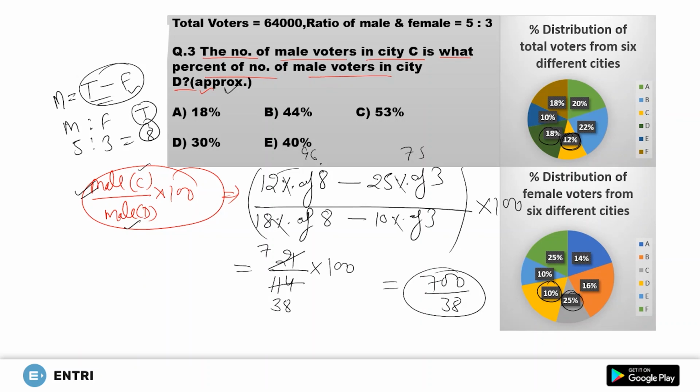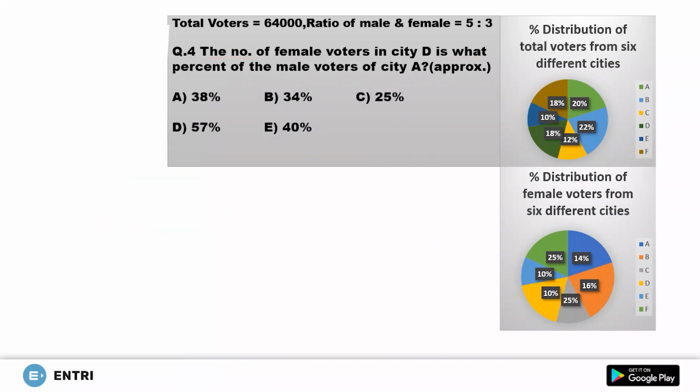So as you can say, if you divide this, this will become 1 and something. So there is only one option which is starting with 1, that is 18% will be the answer. Otherwise you just divide 700 by 38, you will get approximately 18% is the answer. So I hope this ratio method is clear to you. Done. Now move to question number 4.